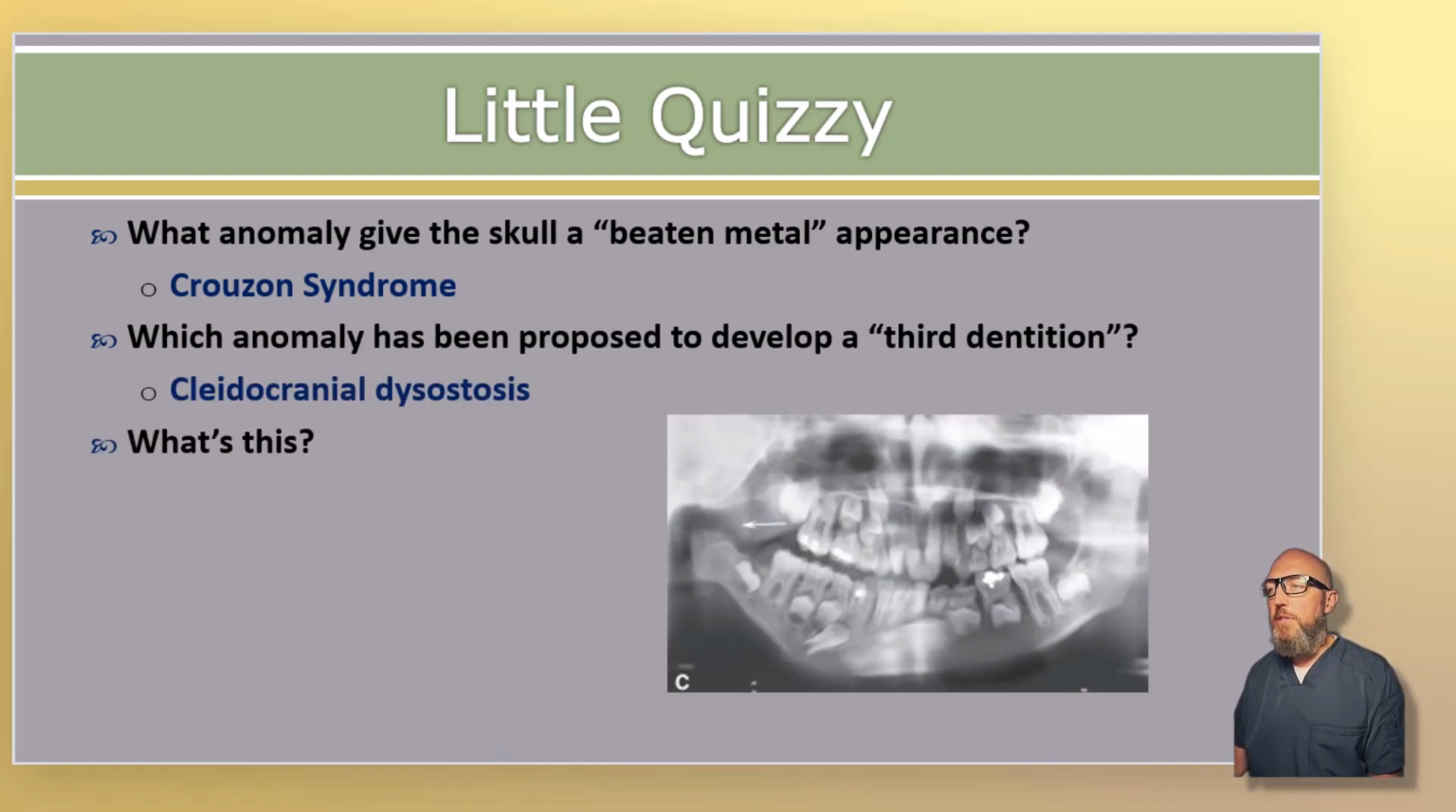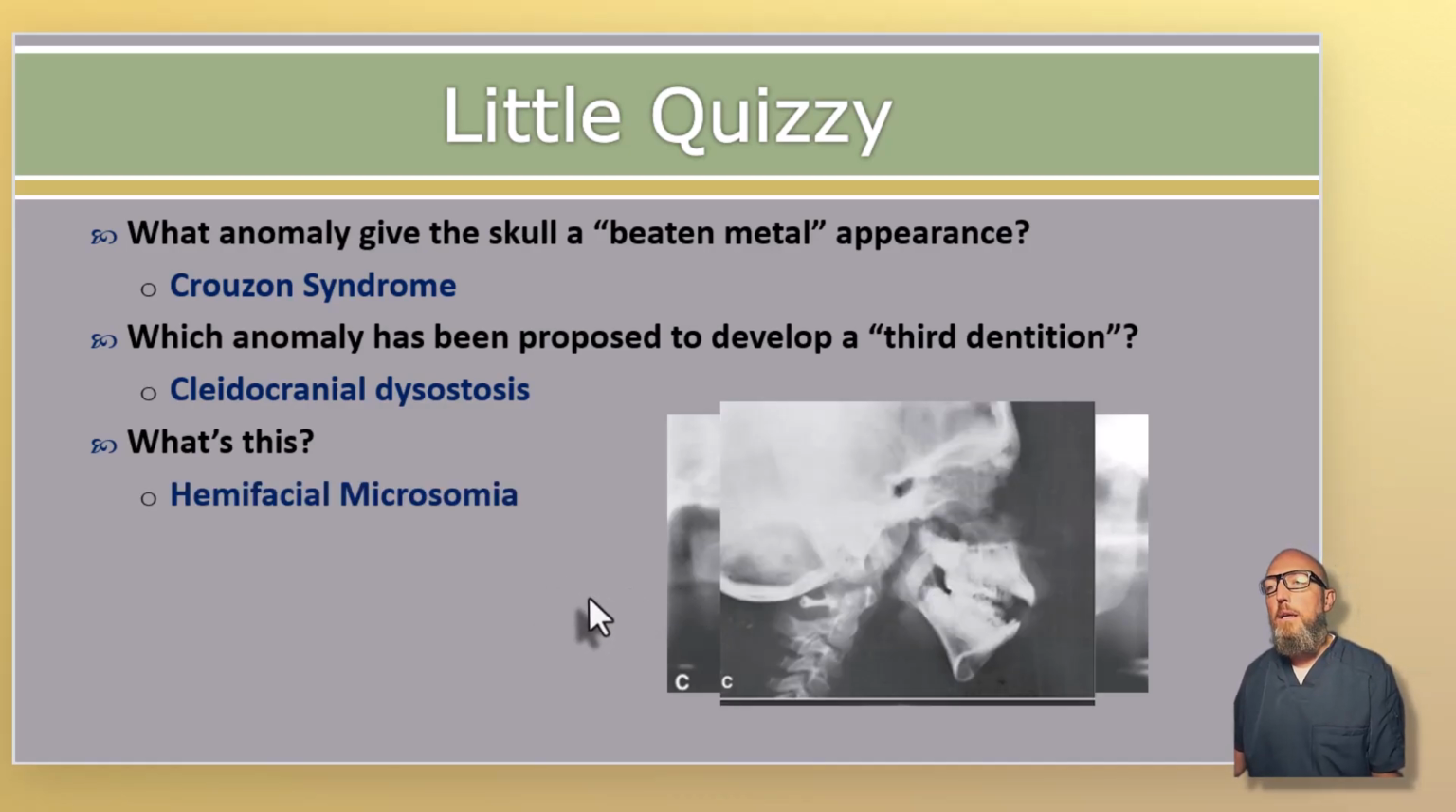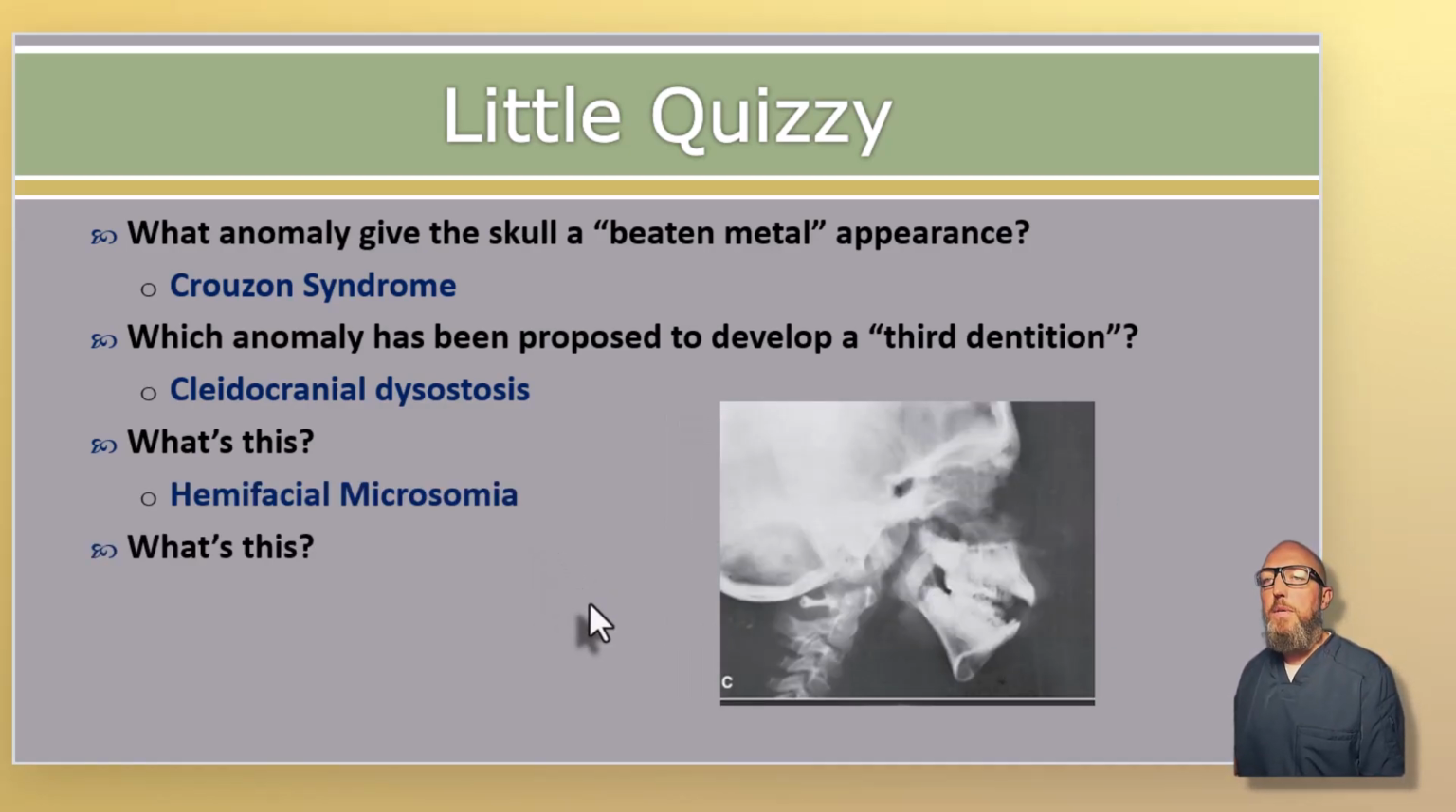What's this one? Do we appreciate what's going on? If you're not sure, look for the arrow. That may help out. We're just missing the ramus and the condyle. And this side, it all looks shifted over to the right. This side all looks smaller. And so that is our what? Hemifacial microsomia.